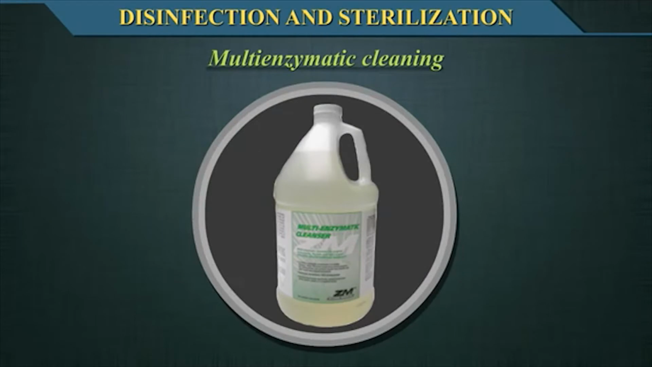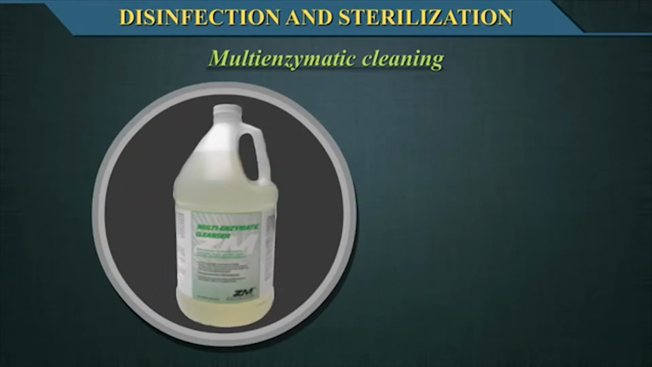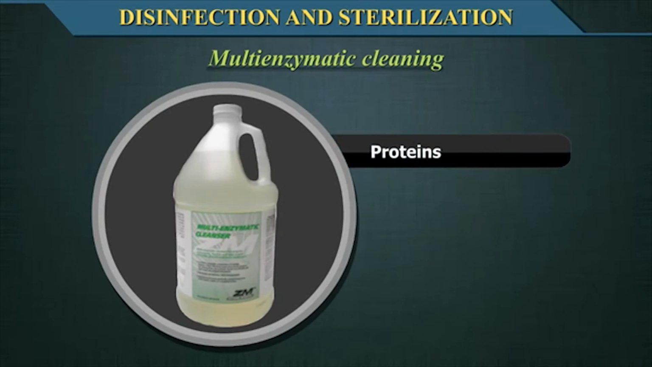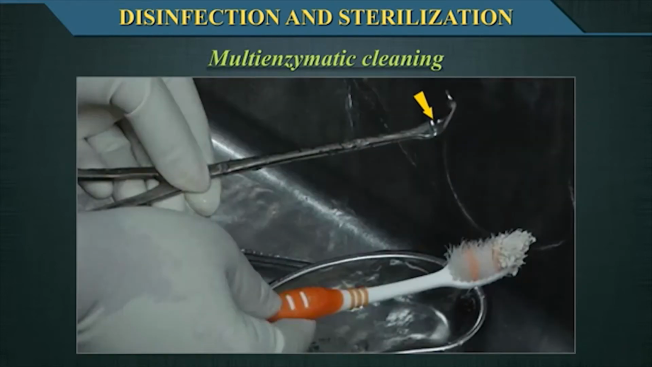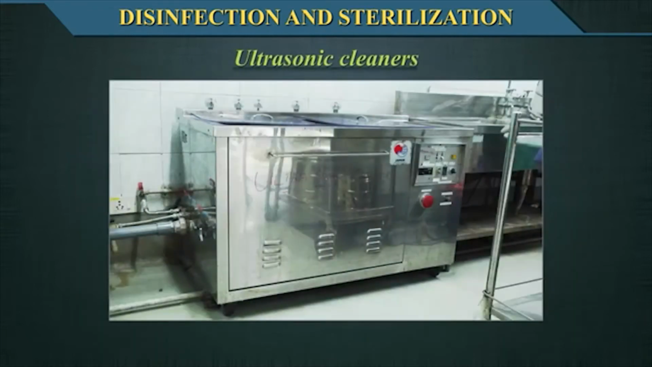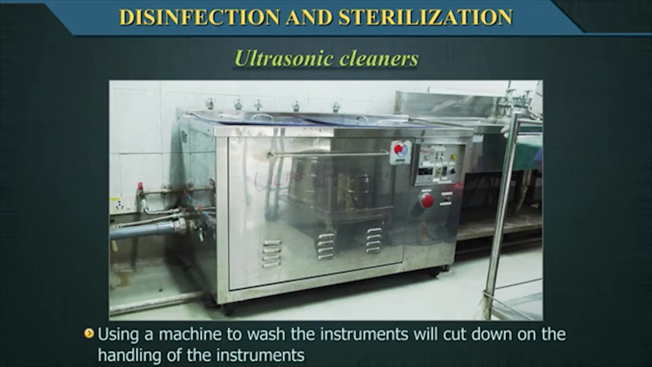Multi-enzymatic cleaning. They are better than single enzyme cleaners as they contain multiple enzymes which digest proteins, polysaccharides, mucopolysaccharides, and lipids. It is thus effective in removing traces of biomaterial sticking to the instruments and may even be used in ultrasonic baths. Ultrasonic cleaners and automated washers are recommended for cleaning basic instruments that can withstand this process. Using a machine to wash the instruments will cut down on the handling of the instruments.